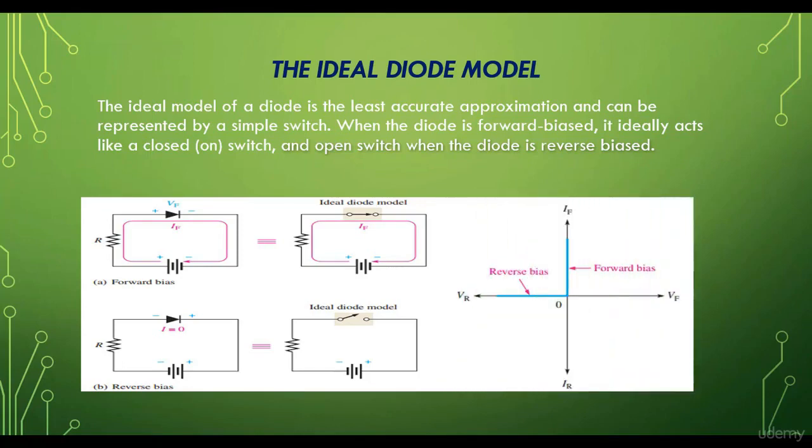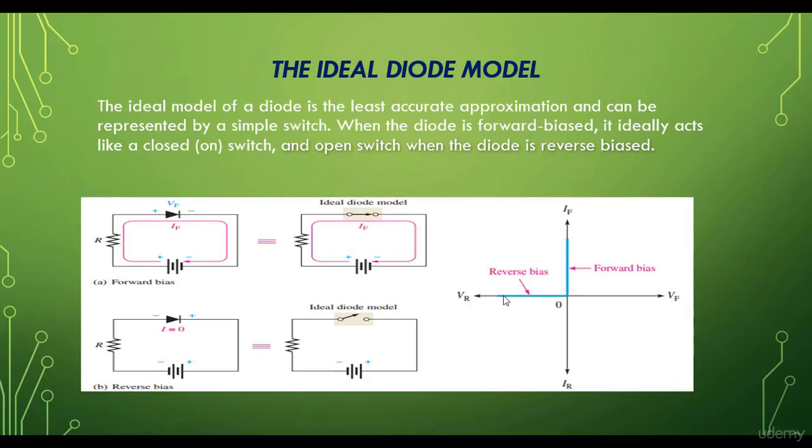So this is a graph of the ideal diode model. In this graph, this is the axis of VF. VF is the forward bias voltage, IF the forward current, VR the reverse voltage, and IR the reverse leakage current. When the diode is forward biased, there is no voltage drop across the diode. So you can see, regardless of the value of IF, the voltage drop of the diode is 0, and at 0 voltage the current saturates.